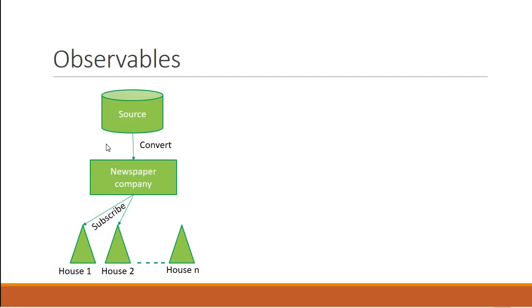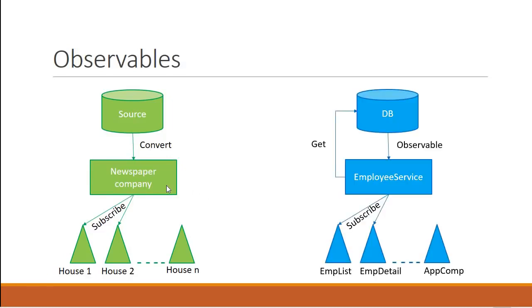So now that we have understood this basic example, let's see how we can relate this to observables in the application we are working with. The newspaper company is like the employee service in our application. The source of information is nothing but a database or a web API or a web service. The employee service makes a request to the database with the HTTP GET call. As a response, we get back an observable. But what exactly is an observable?